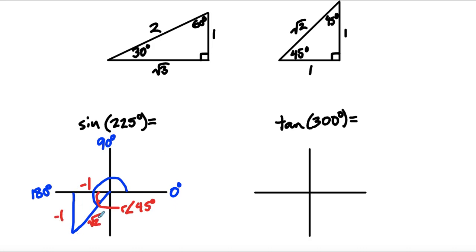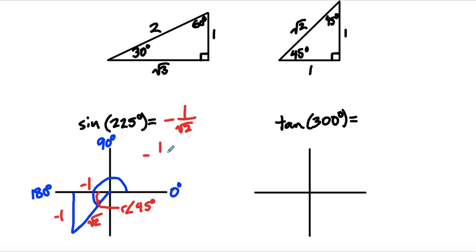And the hypotenuse is always going to be positive, which gives me square root of 2. So now I think about the sine of 225. I think about that using my reference angle now, and I think opposite over hypotenuse. So opposite over hypotenuse gives me -1 over square root of 2.